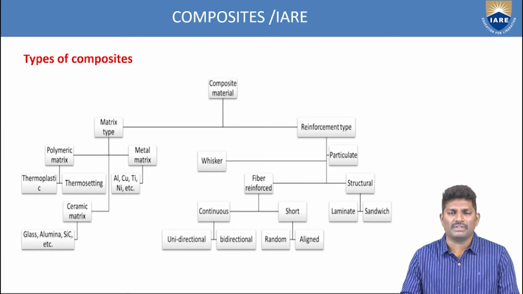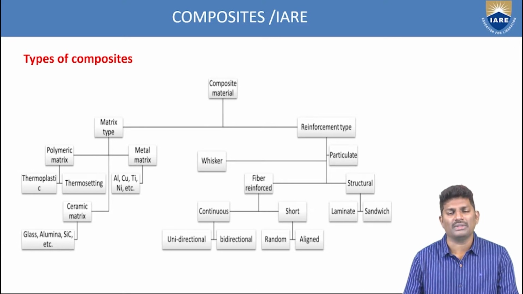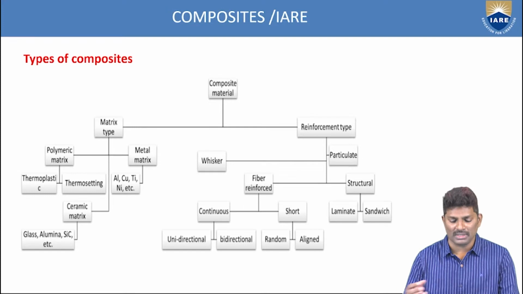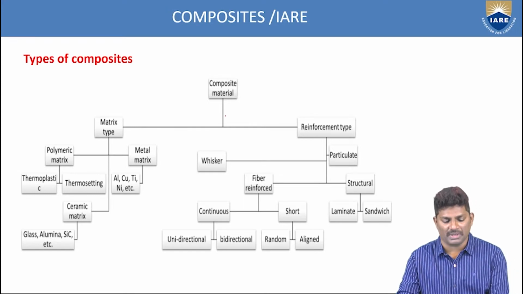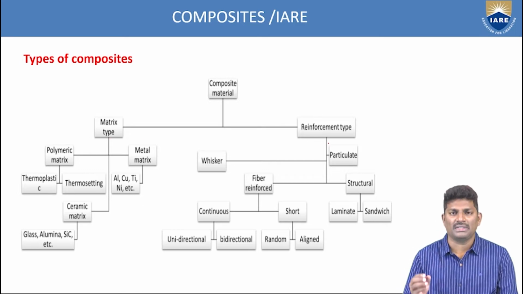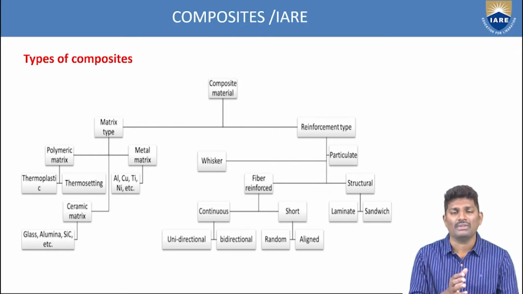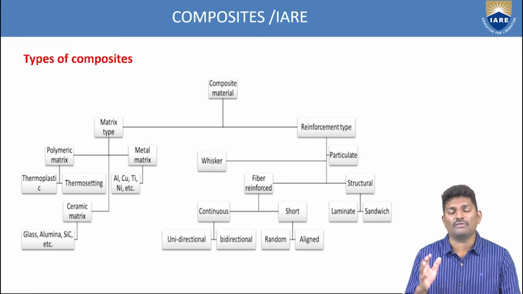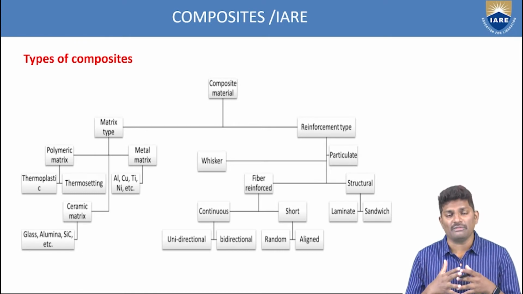Now, let's see the different types of composite materials and how they are available. The composite material is divided into two: the type of matrix and the reinforcement. First, the composite material is classified based upon the matrix, how the matrix is classified in different forms. Another one is the reinforcement, how these two materials are reinforced together. That is about the basic classifications of composite materials.